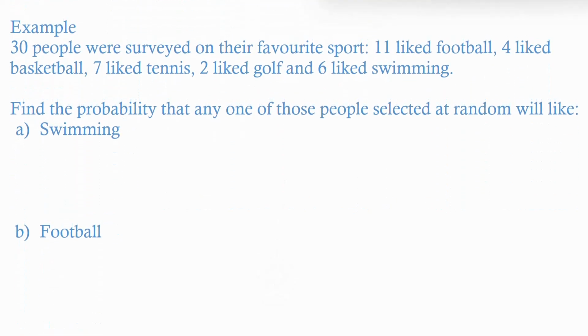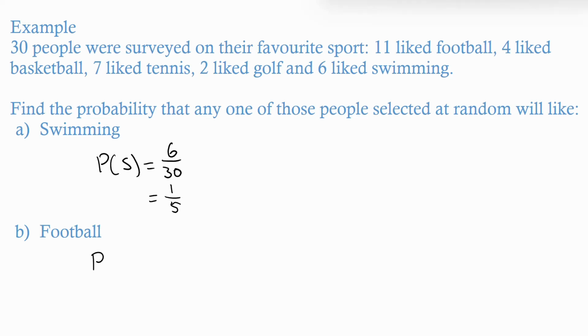In this example, we have 30 people who were surveyed on their favorite sport. 11 liked football, 4 liked basketball, 7 liked tennis, 2 liked golf, 6 liked swimming. Find the probability that any of these people selected at random will like swimming. So the probability of, let's say S for swimming, because there's no other sport with that. 6 liked swimming, and there were 30 people altogether, so 6 over 30. It's always important to simplify where possible, so 1 over 5.